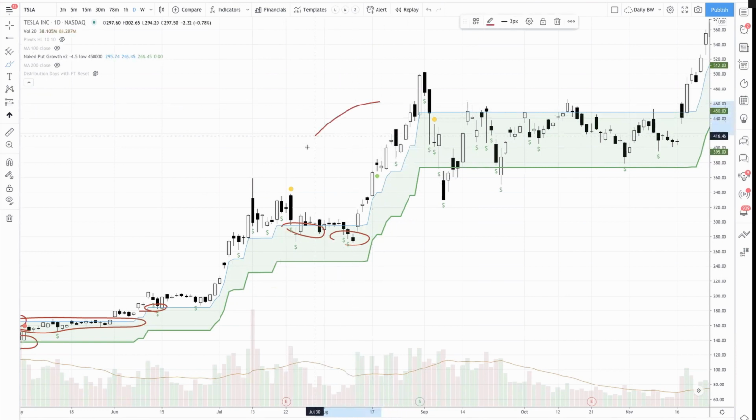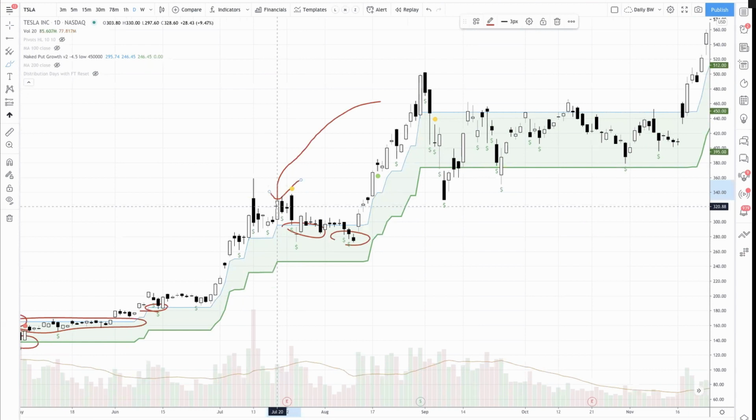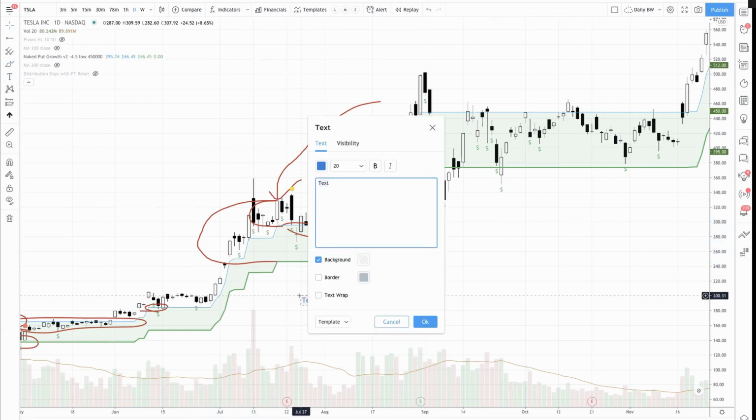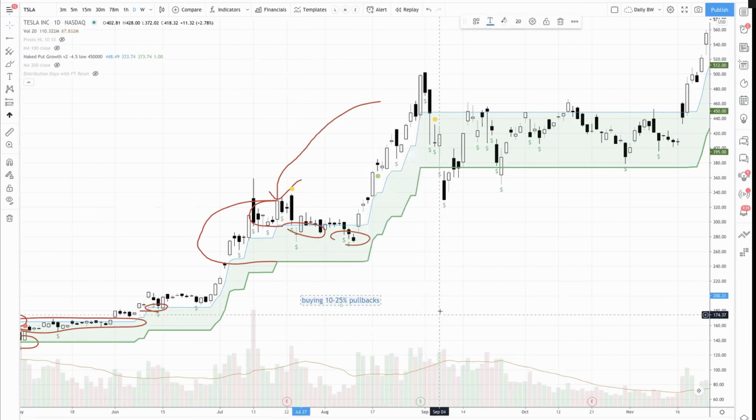So in this case, gang, this candle right here would have been our highest high at that moment. I'm sorry, highest close. So here to here would have been a 10%. From here down to here would have been a 25% pullback. And so buying in these 10 to 25% pullbacks is a decent strategy to use.